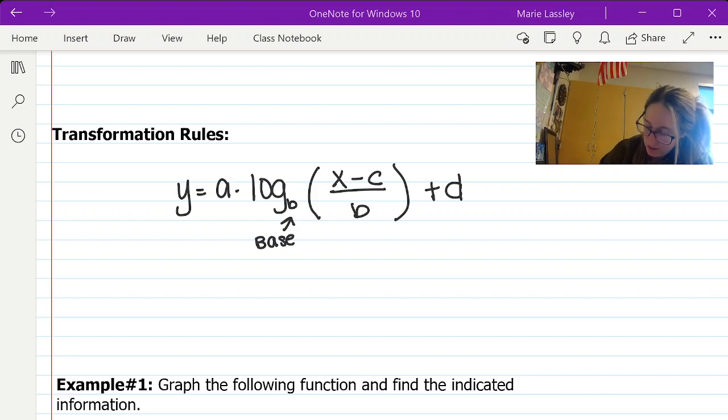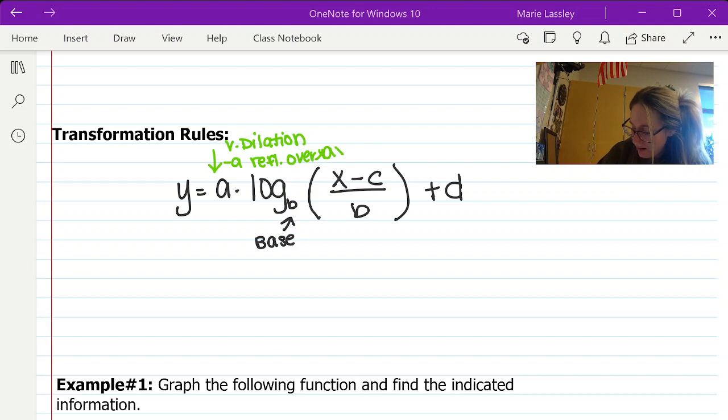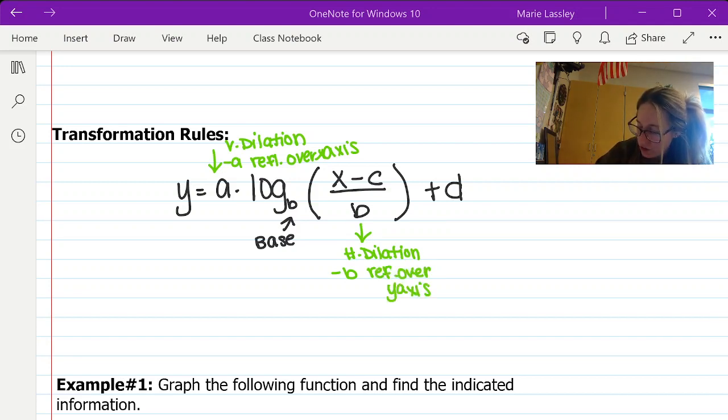So really quick, this is our vertical dilation. A negative a is a reflection over the x-axis. b is our horizontal dilation. A negative b is a reflection over the y-axis. c is my shift left or right. A minus c is moving to the right, a plus c moves you to the left. And then d is my shift up and down. So plus d moves you up, minus d moves you down.